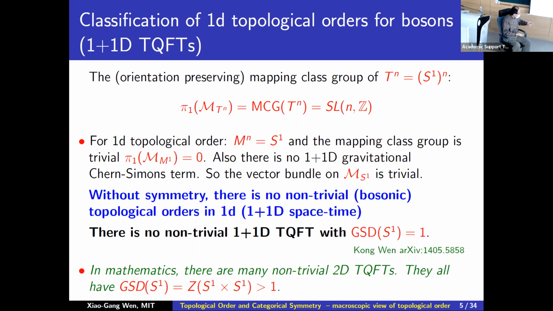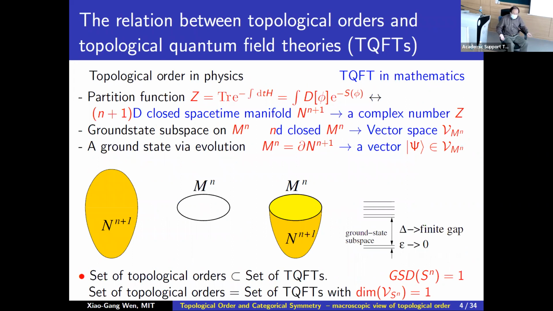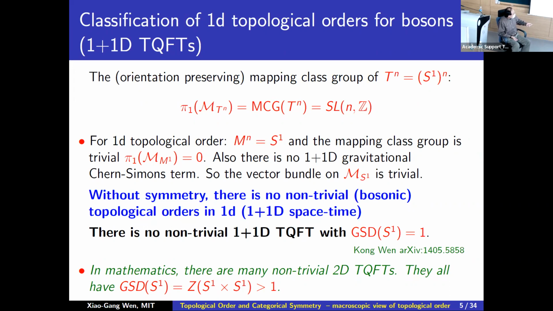Then you say, oh, well, what do you mean? Topological order and TQFT are related, and there's no topological order in one dimension, but there's a non-trivial TQFT. I think this TQFT is studied as a mathematical object. From a physical point of view, this one plus one dimensional TQFT is unstable. It has a degenerate ground state on the circle, and this degenerate ground state is not topologically protected. It can be split by perturbation. But mathematicians do not study this perturbation. What they studied is that there exists a fine-tuned physical system realizing this one plus one TQFT, and that is true.